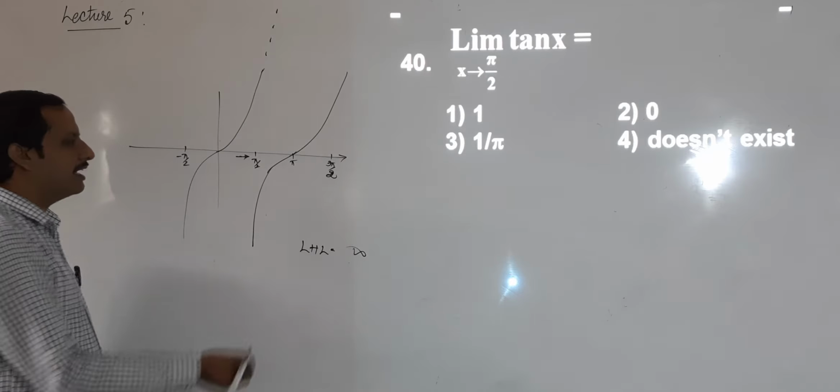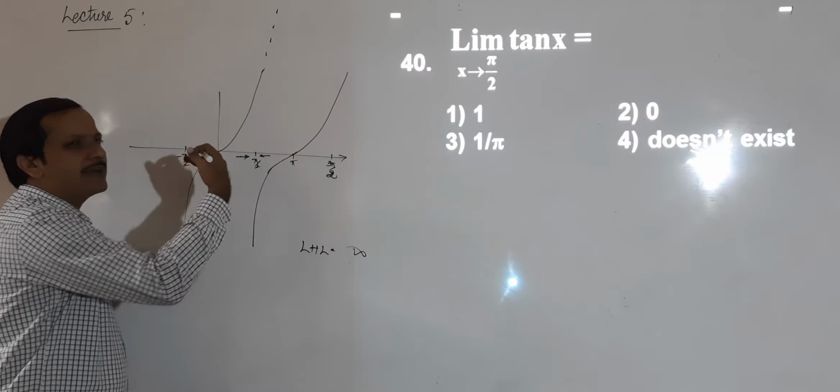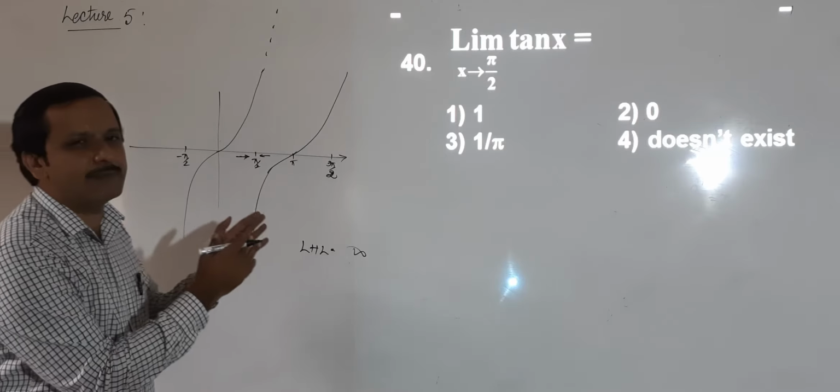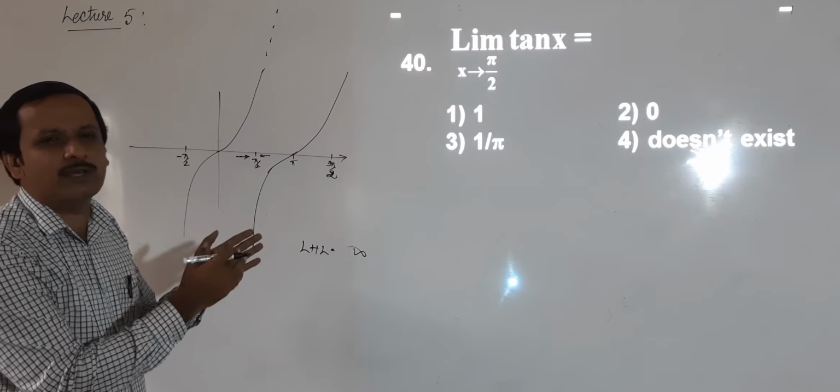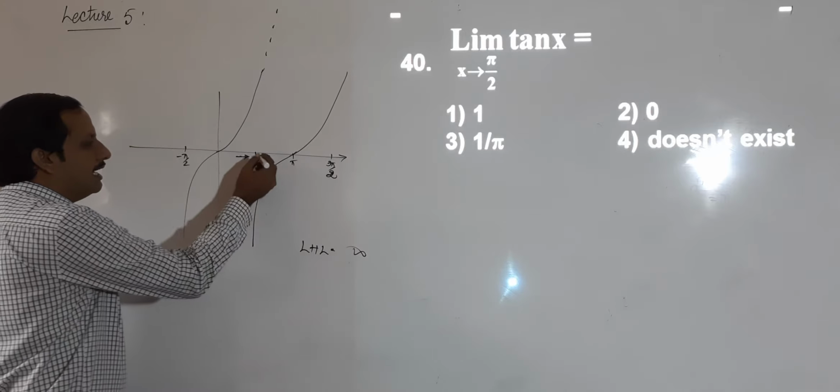Whereas the right hand limit means x is approaching pi by 2 from the right side. X approaching pi by 2 from the right side means x is greater than pi by 2. Okay, very close to pi by 2 but greater than pi by 2. That means x is in the second quadrant. Right? So there what happens?